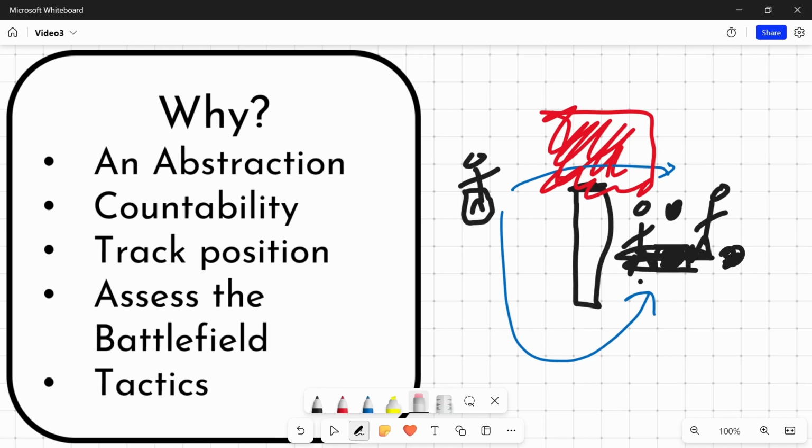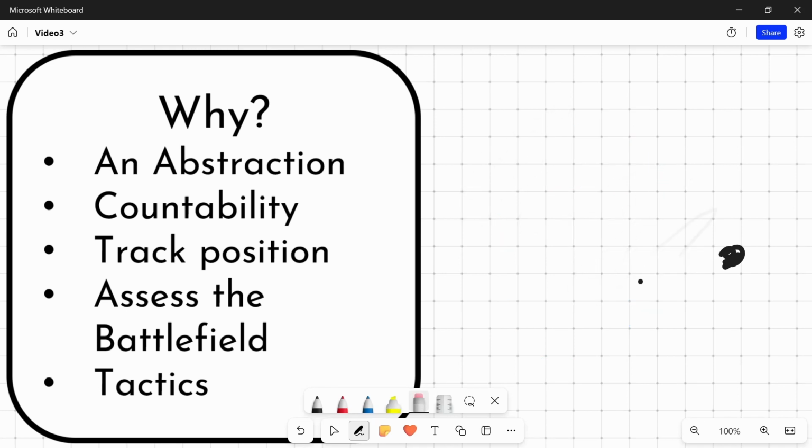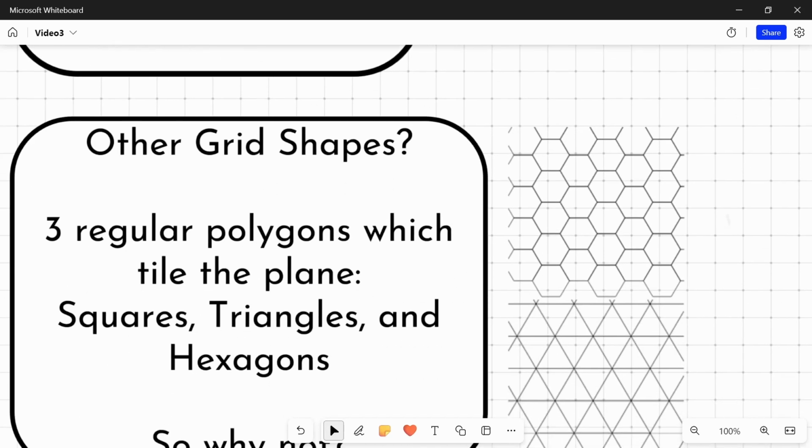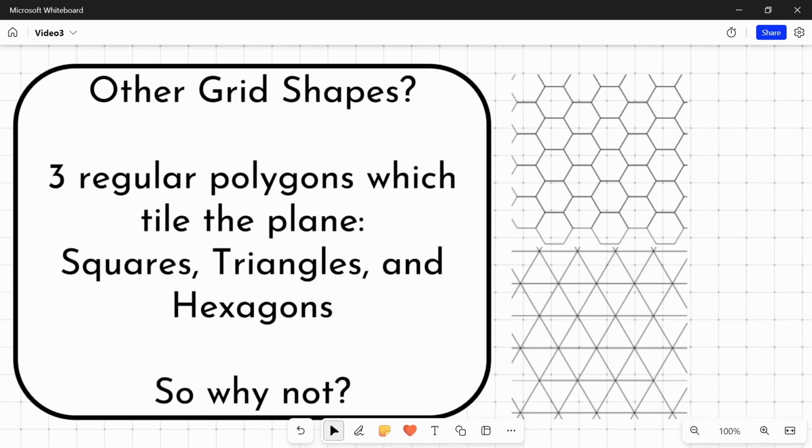So that's kind of why we use grids and what they're good for. Some of you might be saying, okay, but there are other shapes, aren't there? So why do we use squares? The other two options, because there are only 3 regular polygons which tile the plane, are the square, the triangle, and the hexagon. So why don't we use triangles or hexagons?